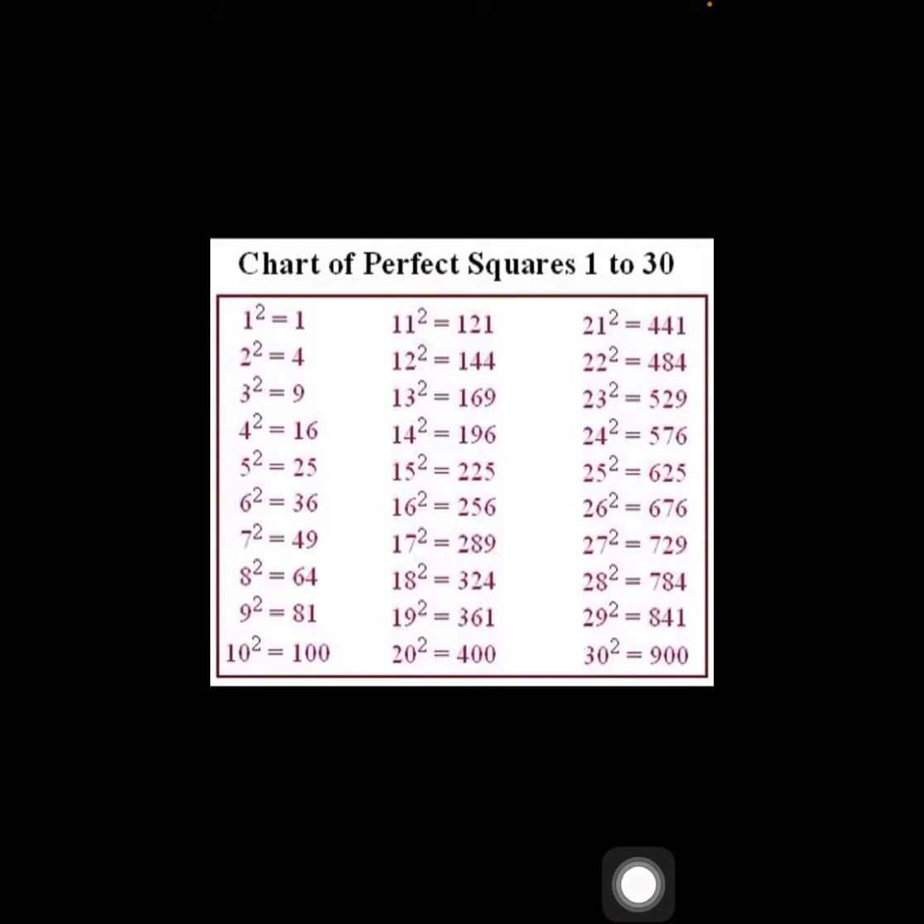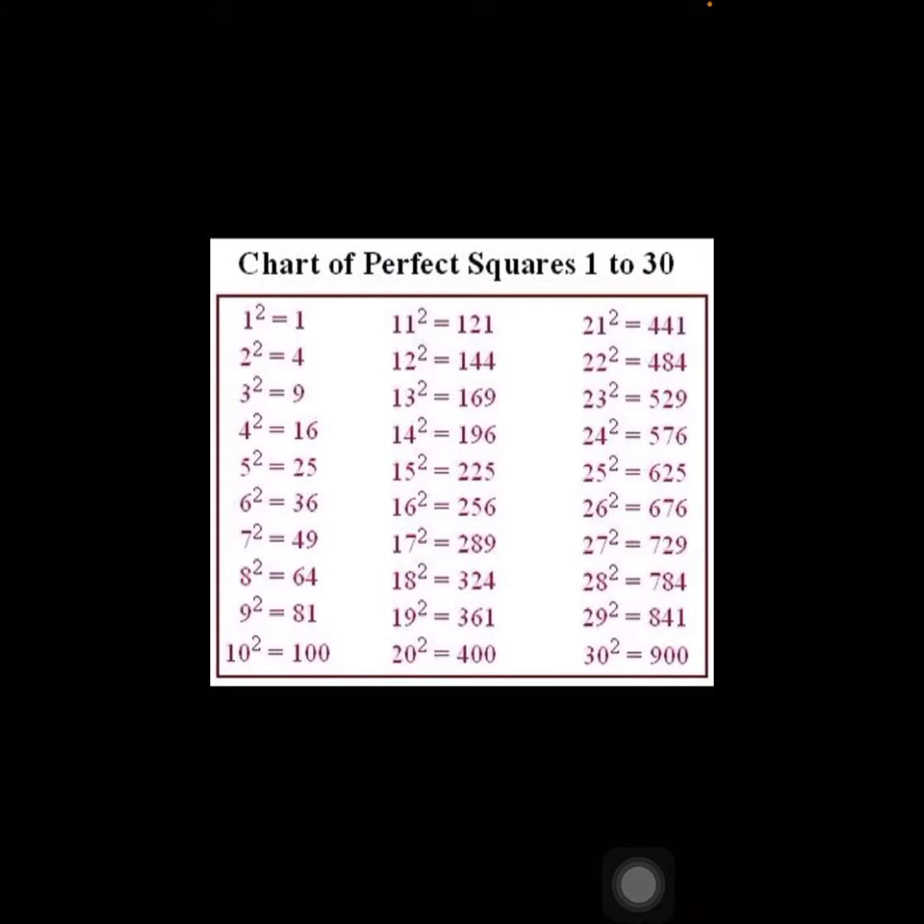Okay, this chart of perfect squares 1 to 30, you have to memorize this. Okay, 1 square, that means 1 times 1, you get 1. 2 square, 2 times 2, 4. 3 square means 3 times 3, 9. 4 square means 4 times 4, 16. 5 square means 5 times 5, 25. 6 square means 6 times 6, 36. Okay, you have to memorize 1 until 25, enough. When I ask you like 9 square, automatically you remember 81 like that. This one you must memorize.